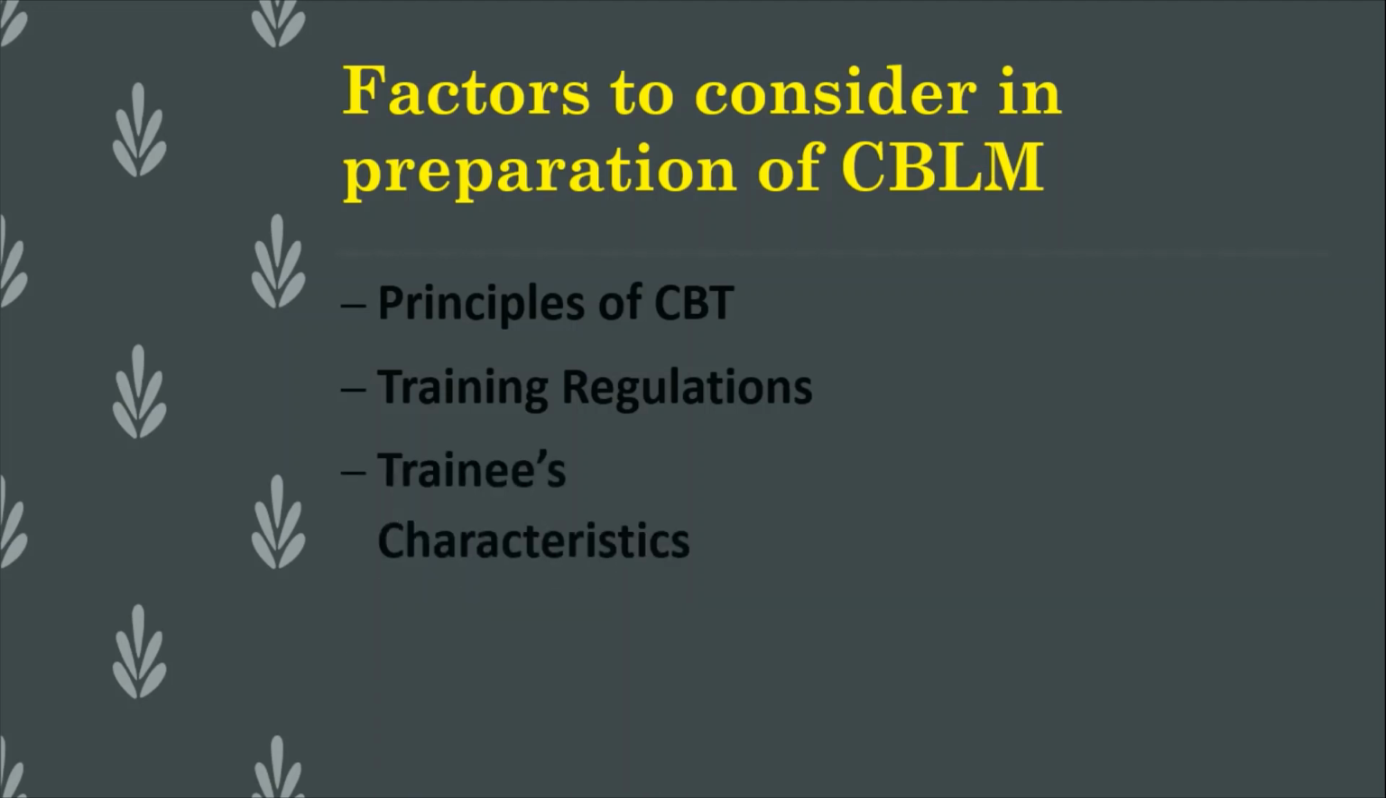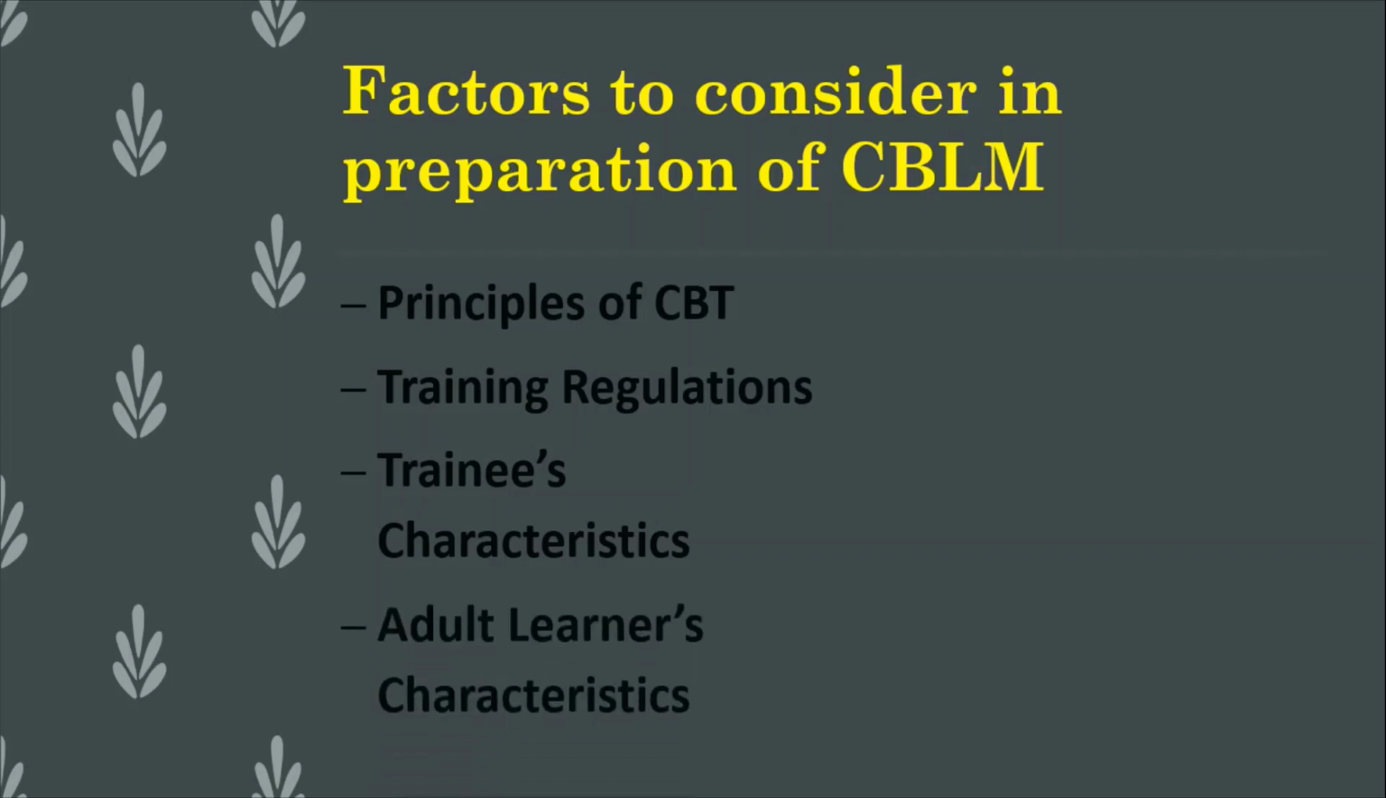The third factor is the trainees' characteristics. Understanding the characteristics of learners or trainees will help the trainer create a tailor-fit CBLM for a more effective and efficient transfer of information. So let's say the learner has a low language literacy rating. Reasonable adjustment can be made by producing a CBLM that makes use of simple language and text.